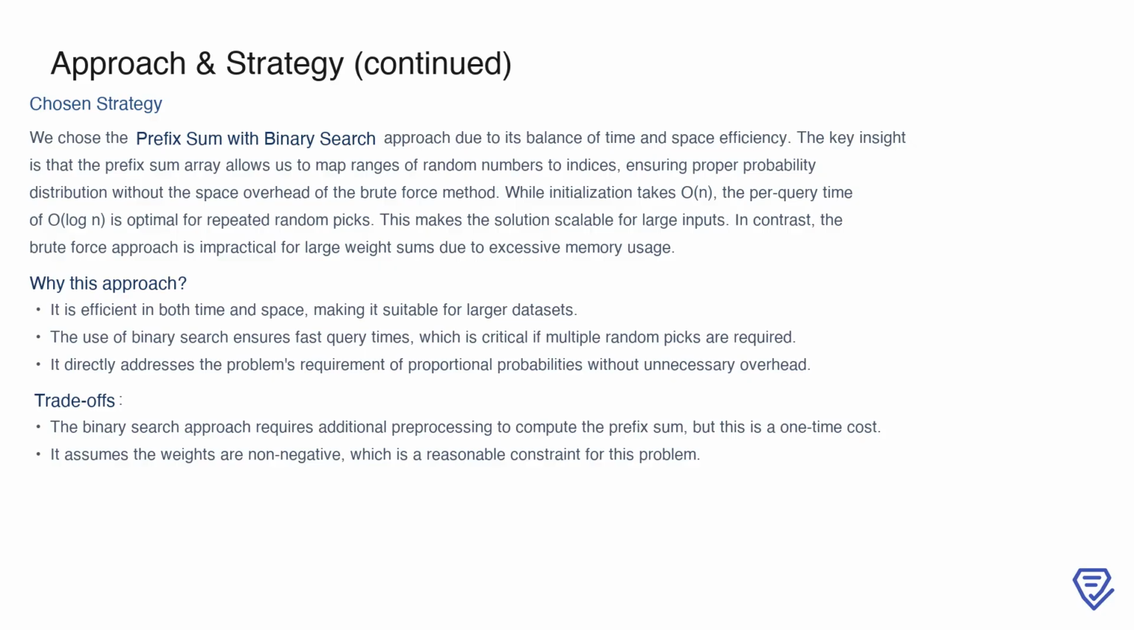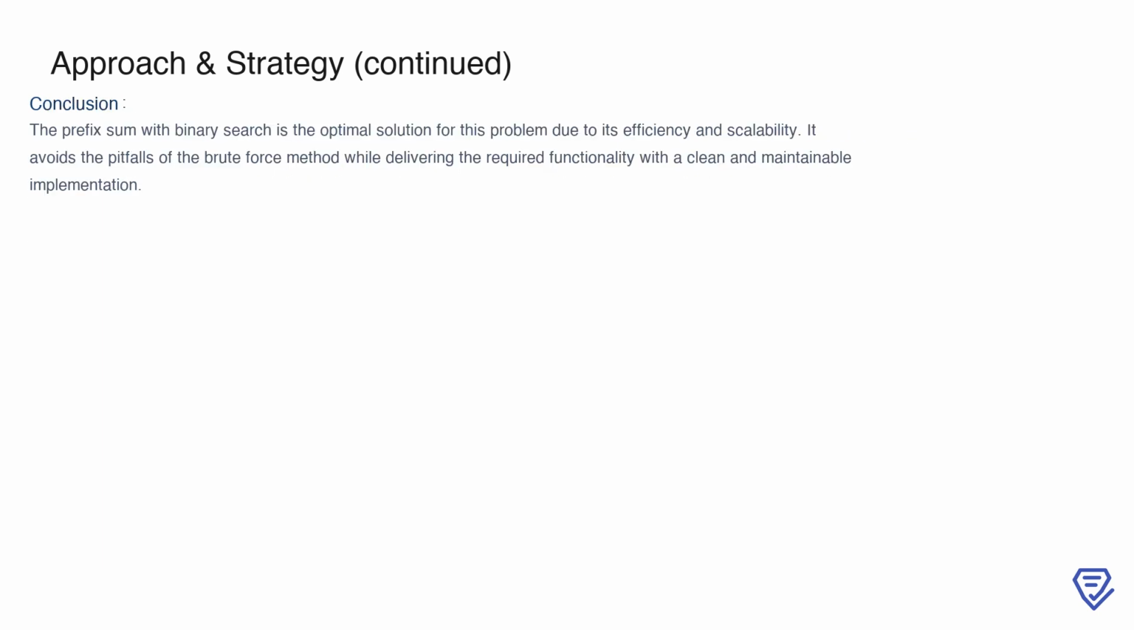While the pre-processing step does involve some overhead, it is a one-time cost, and the assumption that weights are non-negative is reasonable for this problem. In conclusion, the prefix sum with binary search approach is the optimal solution for this problem due to its efficiency and scalability. It avoids the excessive memory usage of the brute force method while delivering a clean and maintainable implementation.